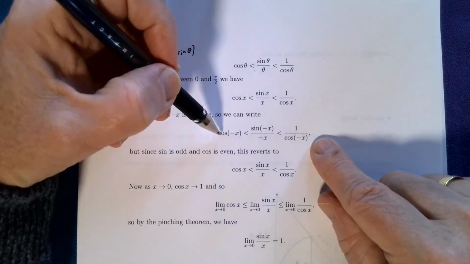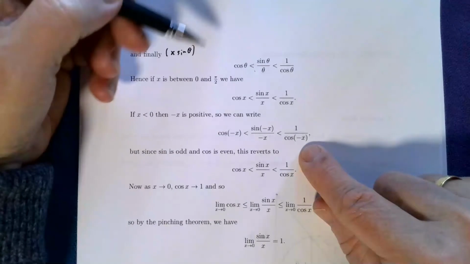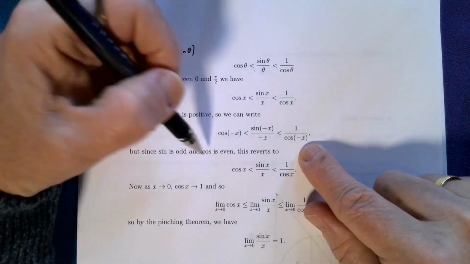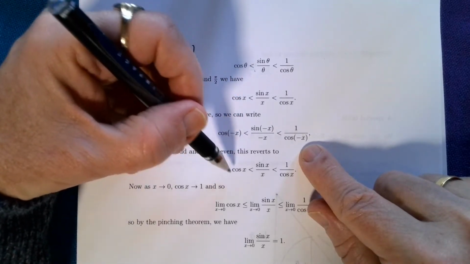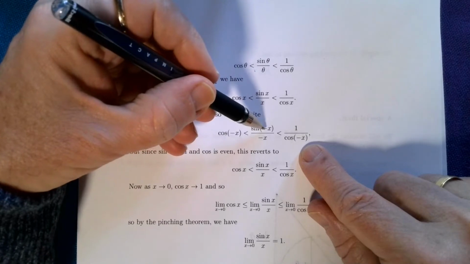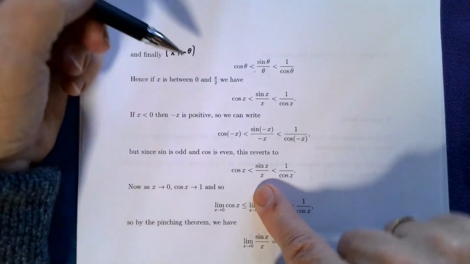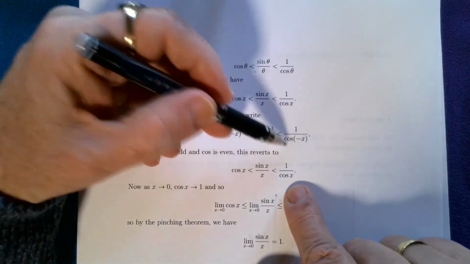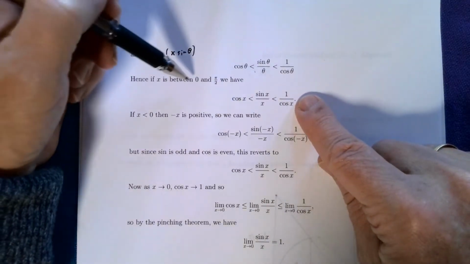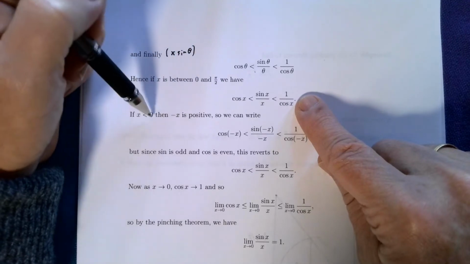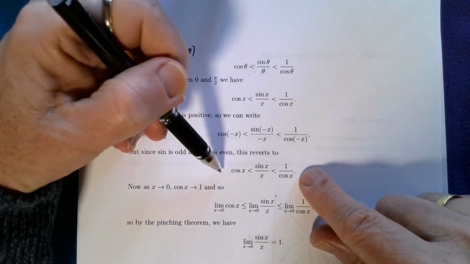Now cos is even, so I get cos of minus x is less than sine of minus x on minus x is less than 1 on cos of minus x. Now the point is cos is an even function, so cos of minus x is the same as cos of x. And sine is an odd function, so if I've got sine of minus x, I can take the minus out, and that'll cancel with that minus, and I still get sine x on x, and again cos is an even function. In other words, this inequality holds whether x is bigger than naught or less than naught. So either side of naught doesn't matter, you get the same inequality.